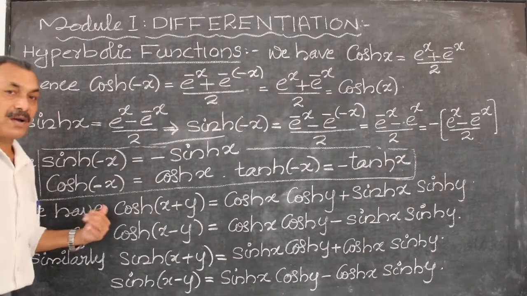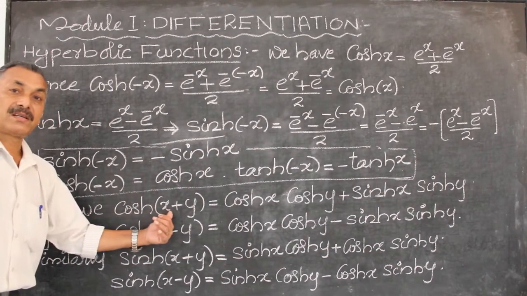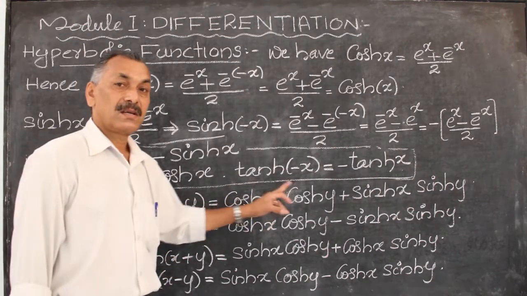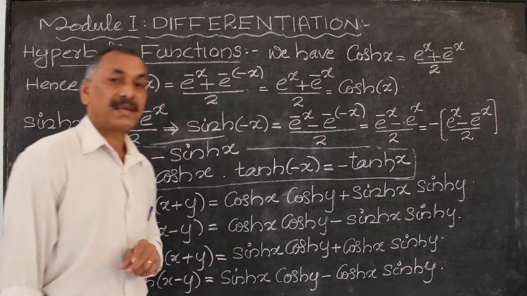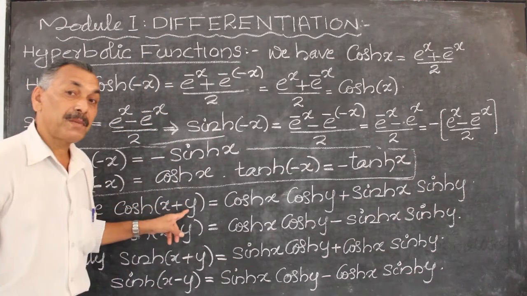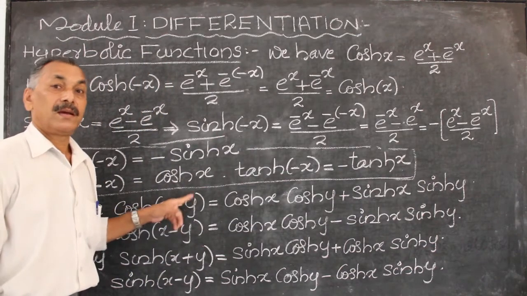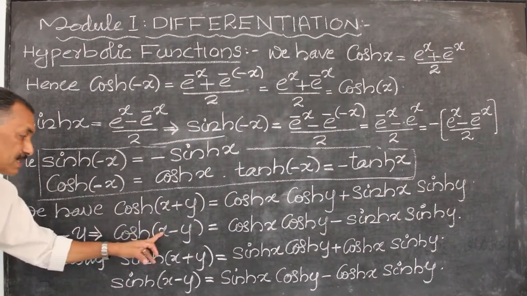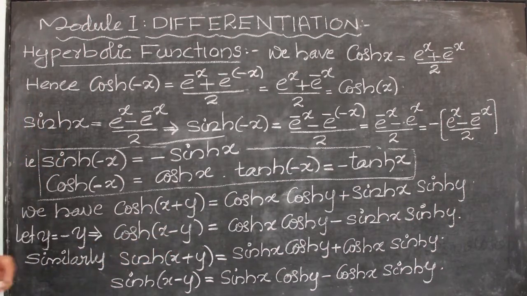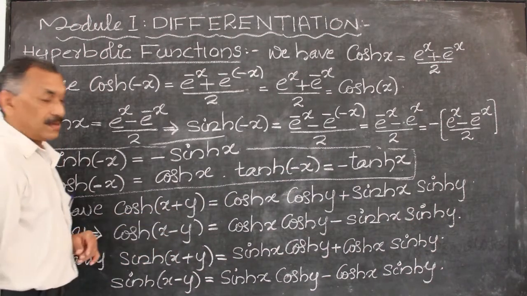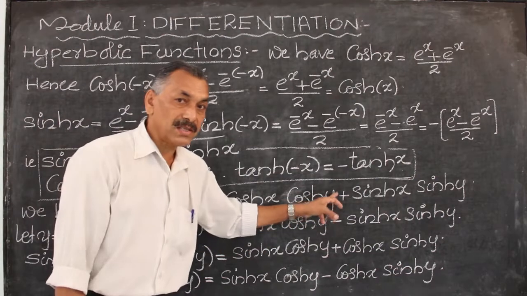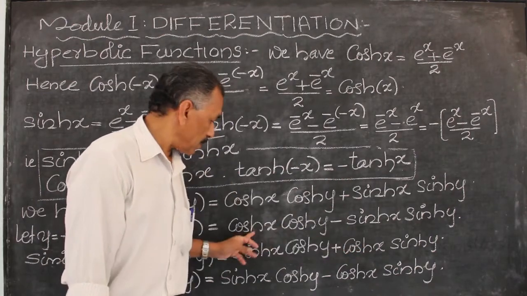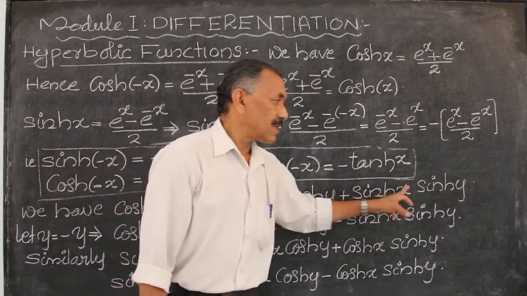Then we know this property, because if I remember, we discussed what is cosh of x plus y. Cosh of x plus y is equal to cosh x cosh y plus sinh x sinh y. Now, in place of y, put minus y. Let y be replaced by minus y, giving cosh of x minus y, which is cosh x cosh minus y plus sinh x sinh minus y. Cosh minus y is equal to cosh y.